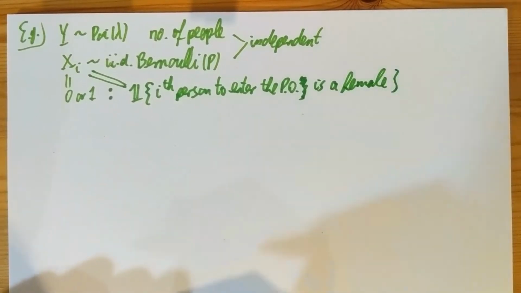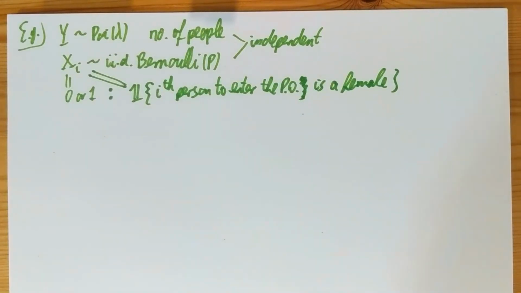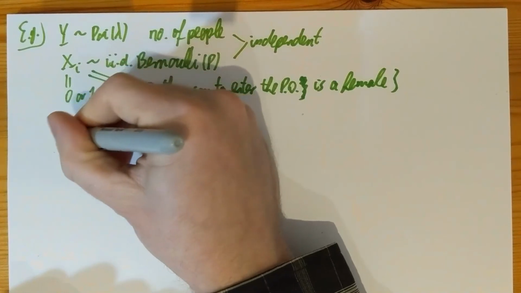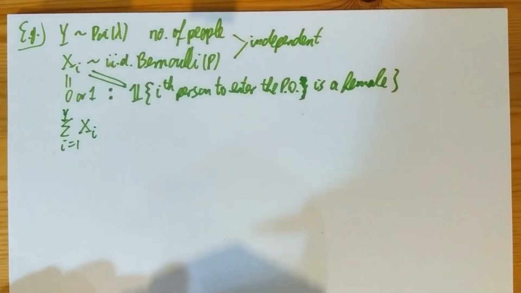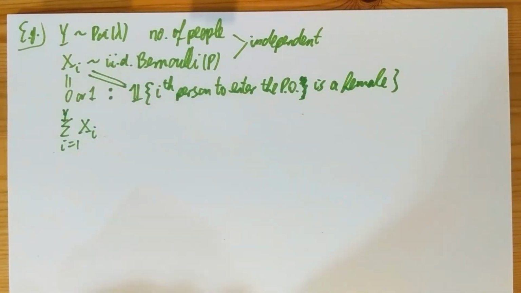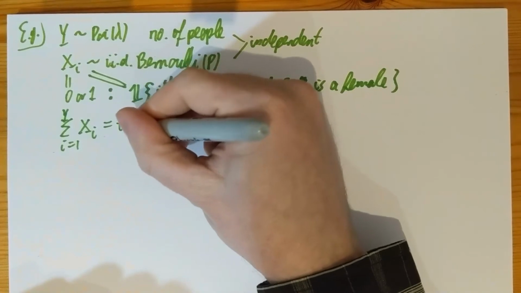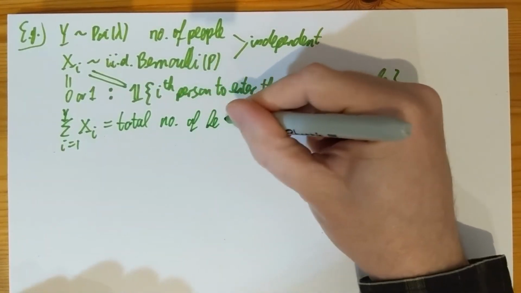Okay, that's my Bernoulli, and I'm assuming that people entering the post office is independent of each other, and it's also independent of the total number of people, whether the person is a male or a female. And so if I do this sum from 1 through y of xi, then I'm counting zeros for males and ones for females, so this will give me the total number of females entering this post office.